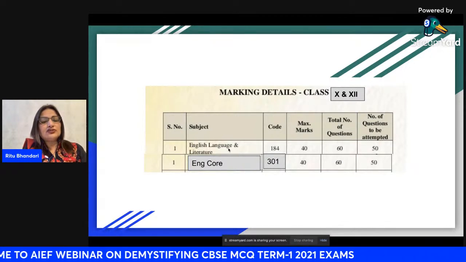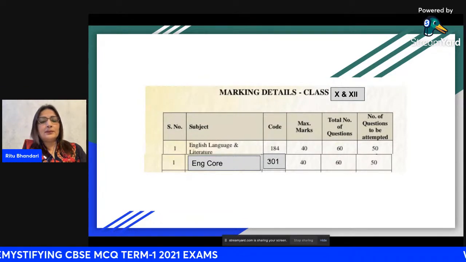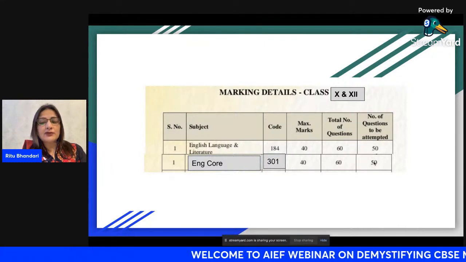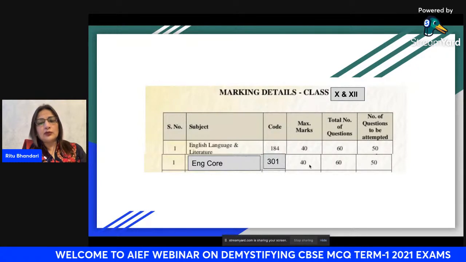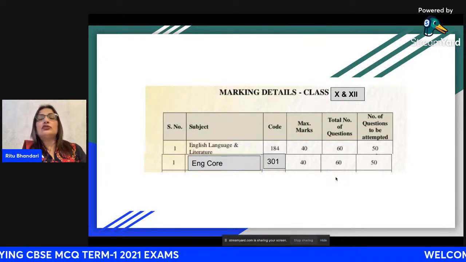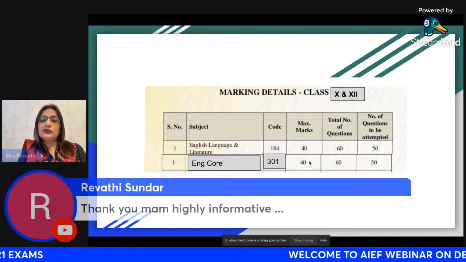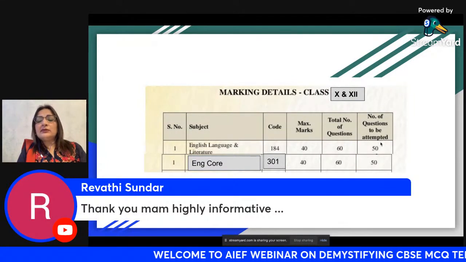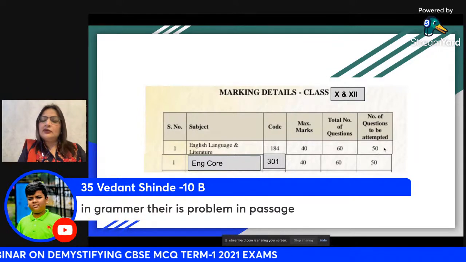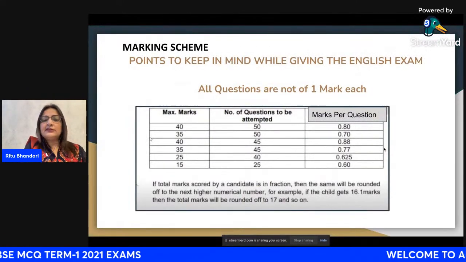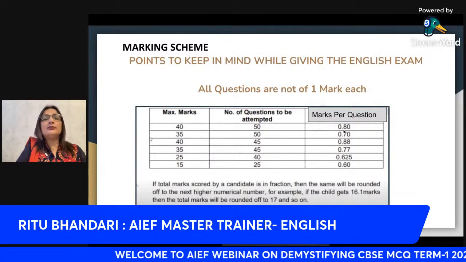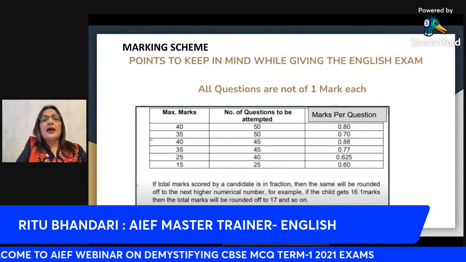We all know that English Language and Literature code 184, and English code 301 for class 12, both of them are going to have 60 questions, out of which we have to attempt 50, and both of them will be calculated out of 40. Now, you must have given your home examinations, first term examinations or pre-boards as they must have been named in different schools. Some schools might have multiplied this 50 by 0.8 or converted it out of 40. So it is one and the same thing. So we get 0.8 marks per question, irrespective of whether it is 10th standard or 12th standard. I believe the students are already aware of this aspect of the paper.